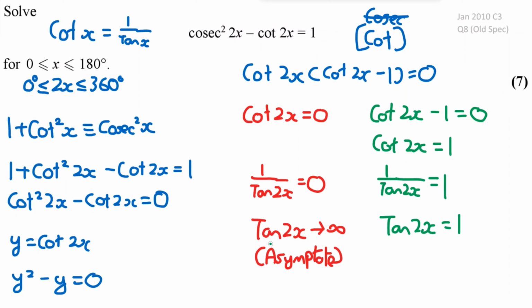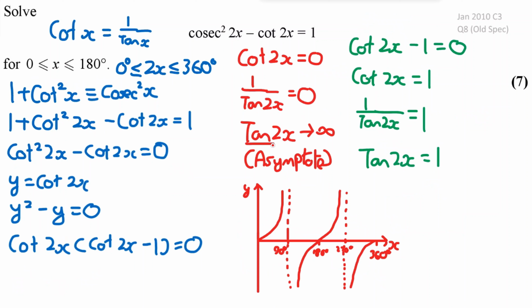So now we have two equations. Tan of 2x when it's an asymptote, and tan of 2x is equal to 1 are the two solutions. So let's start with tan of 2x is an asymptote. So we've drawn a quick pair of axes in this interval here between 0 and 360 for the 2x interval, and we need to find when tan is an asymptote, and we can see that this is here and here. So this is 2x is equal to 90 degrees and 270 degrees.